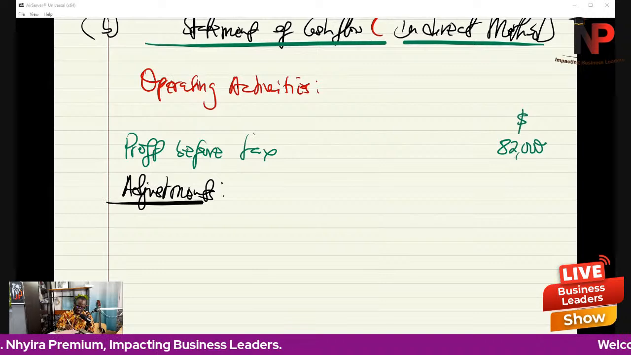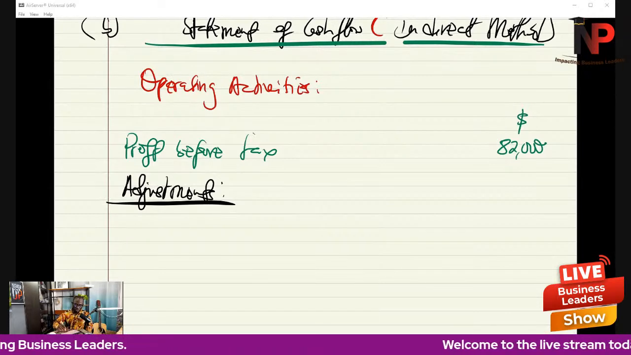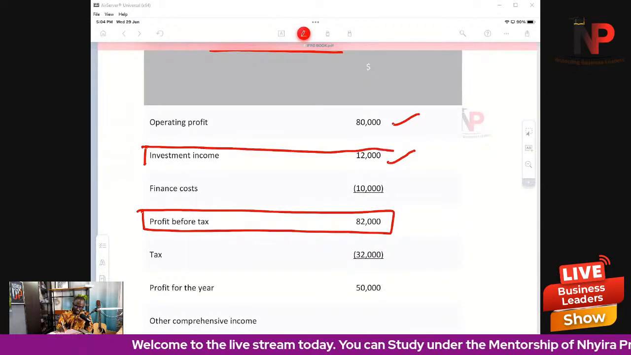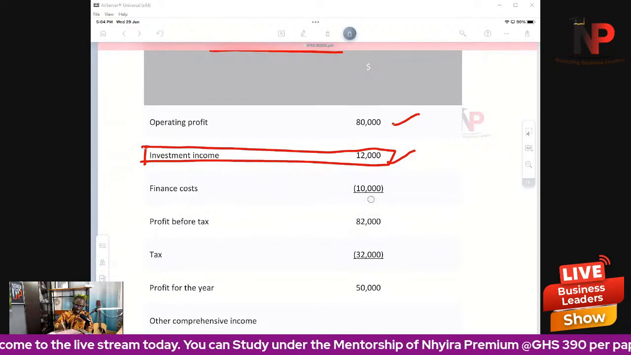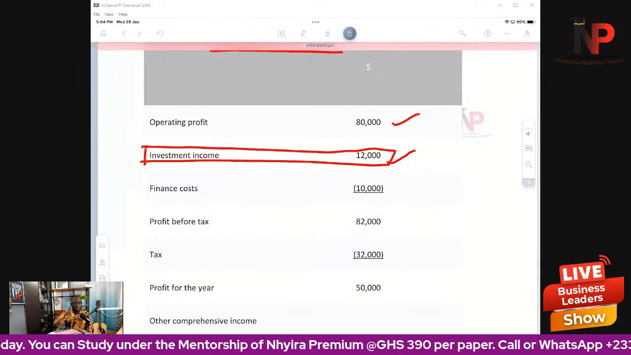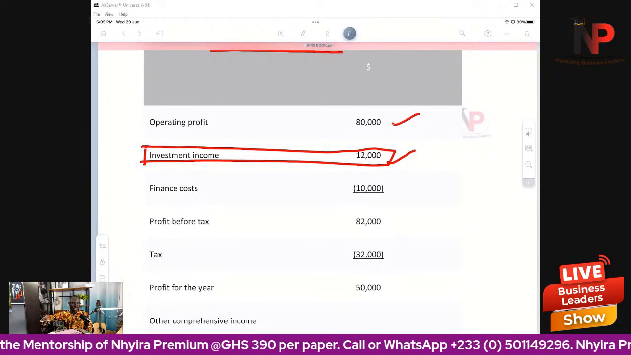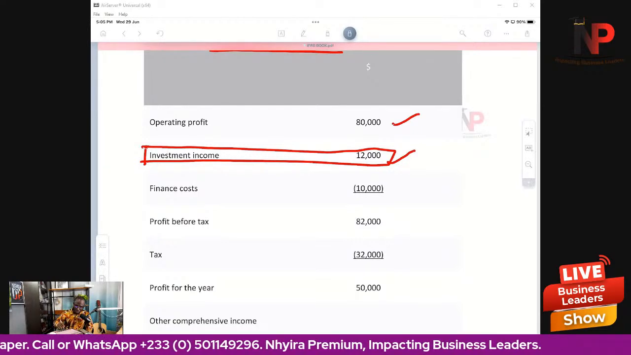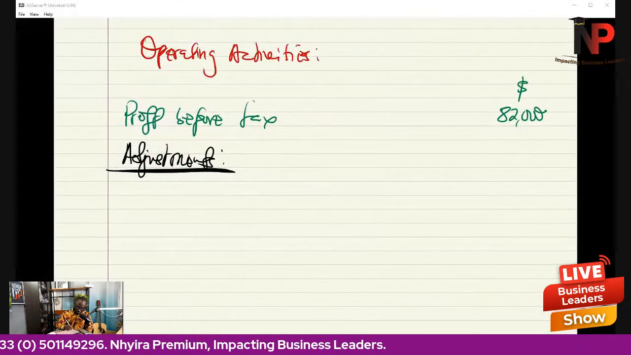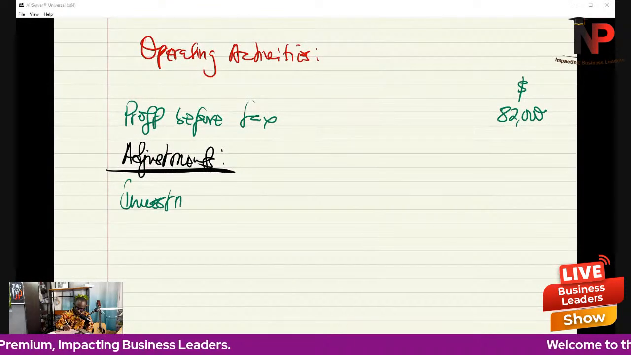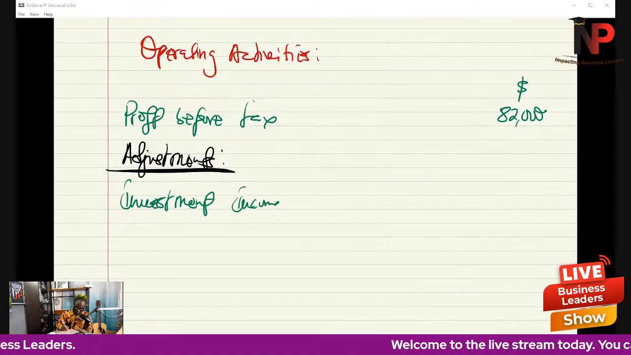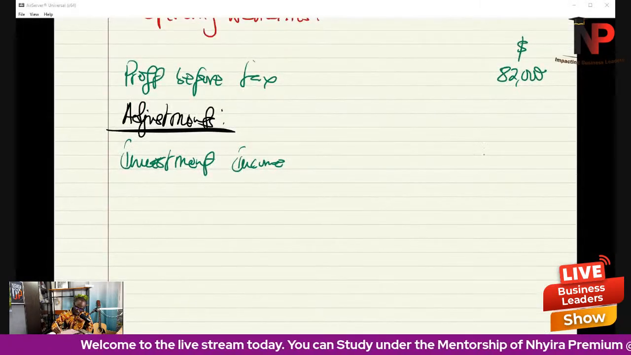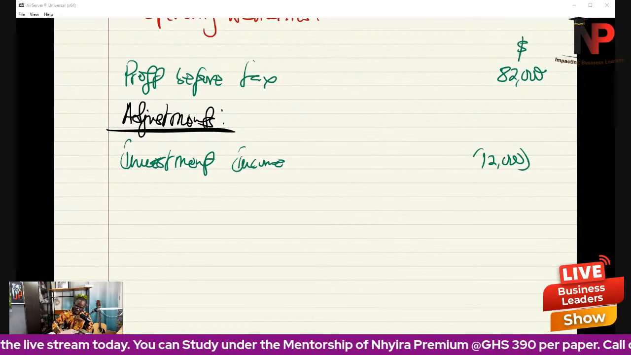So what adjustments must be brought? Go back to the financial statement. Look at it. Investment income. This is not something the organization does. So investment income will go into investing activities. All right. But it is here, so what are we going to do? It was added, so we will subtract it. So investment income, we're going to subtract it. That is an amount of 12,000 because it was added in arriving at profit before tax for the year.